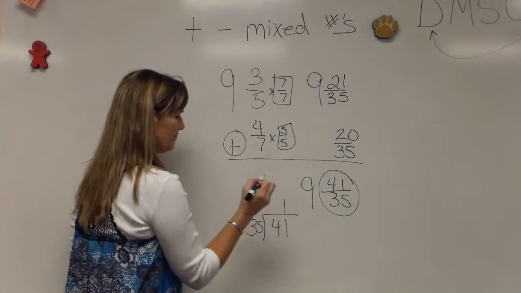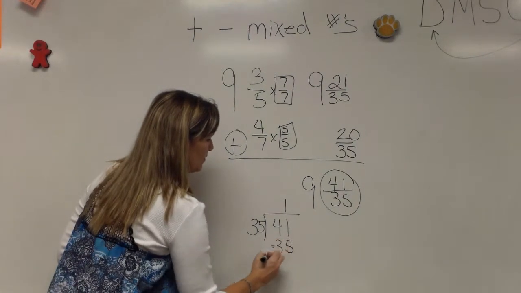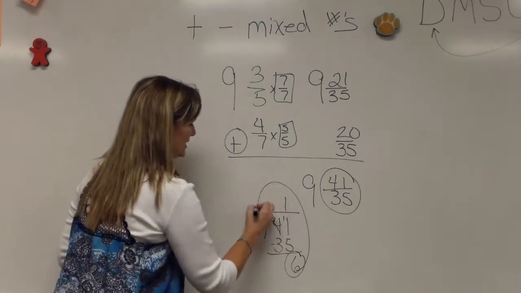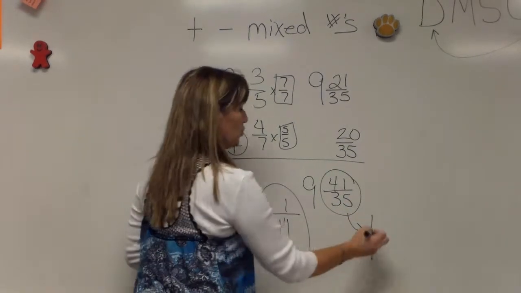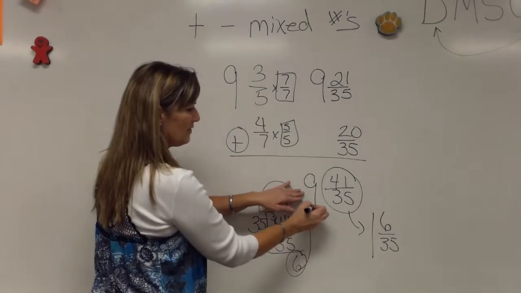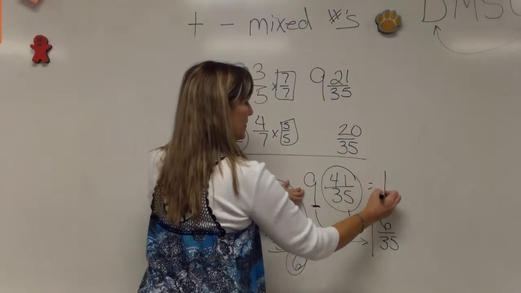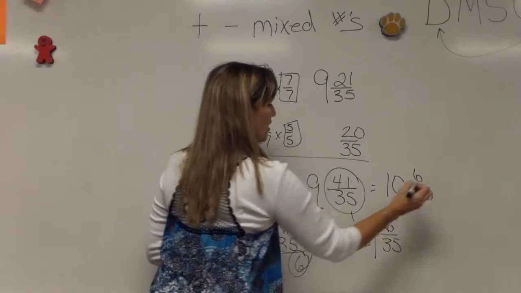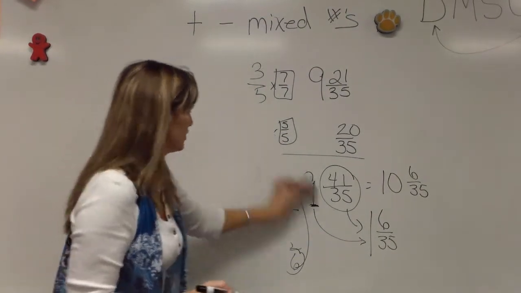41 divided by 35 is 1. To subtract leaves me with 6. So 41 over 35 equals 1 and 6/35. But I still have a whole number here, so I need to put my whole numbers together. That gives me 10 wholes and 6 over 35. And let's do some subtracting.